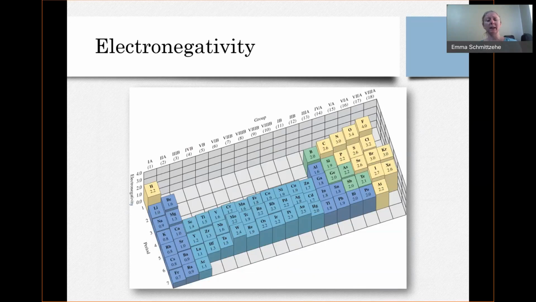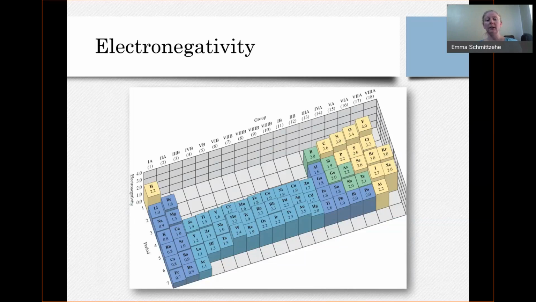So fluorine has the highest electronegativity, and then it decreases as you go towards the bottom left on the periodic table. But as I said, it's not perfect, and if you look at the transition metal area, you'll notice some fluctuation in that going up and down, and so you generally think of that general periodic trend relative to the main group elements.